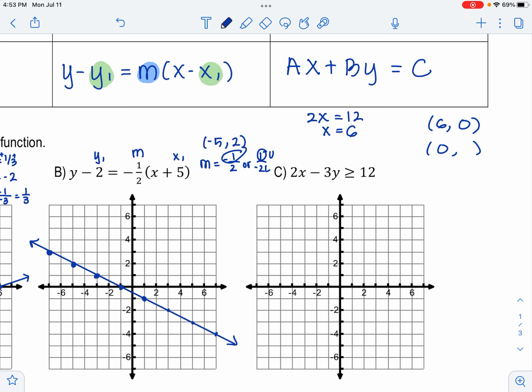Now you're going to do the same thing. You're going to plug in 0 for x. If I plug in 0 for x, this is gone. I have the equation -3y = 12. Solve that, you get y = -4.